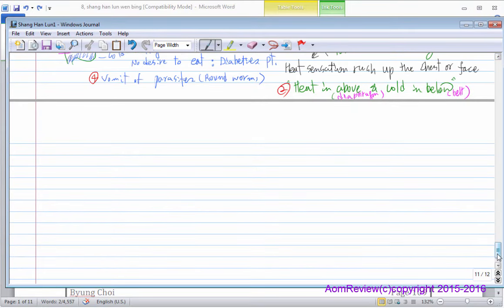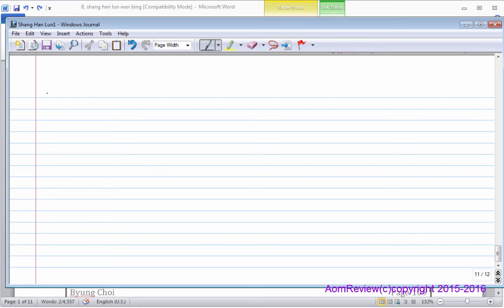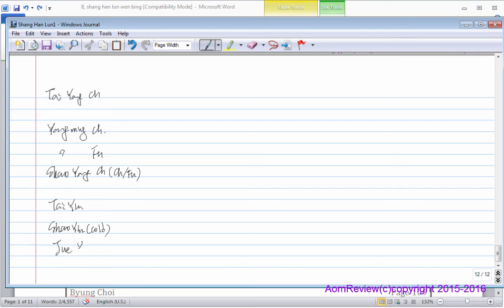And anyway, I will make a note for you. This is the last part of the Shang Han Lun. The first one is the Taiyang channel condition, and the Yangming channel condition, and also the Yangming Fu condition. And also this Shaoyang, which is actually a channel but includes the channel and Fu together, right? And there's Taiyin and Shaoyin, usually cold, and also Jueyin. I'd like to put the very last one as the Shaoyin heat type.